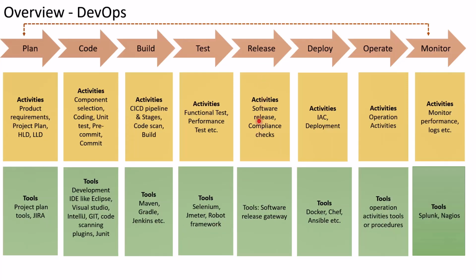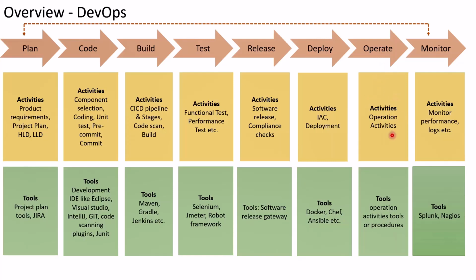Then the release phase: software release and compliance check we will do. Mostly we will use a delivery repository like a software release gateway or some other tools, and we will release the packages or binaries, right? Then deploy: infrastructure as code, and manual deployment we will do, and here the tools we will majorly use are Docker, Chef, and Ansible.